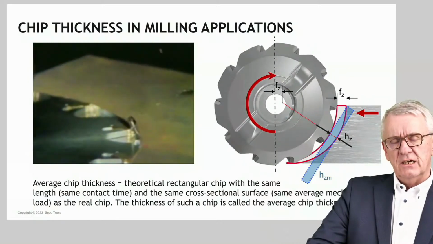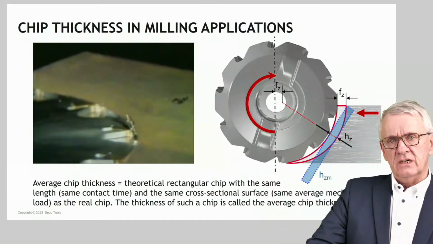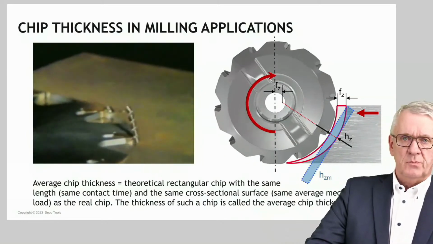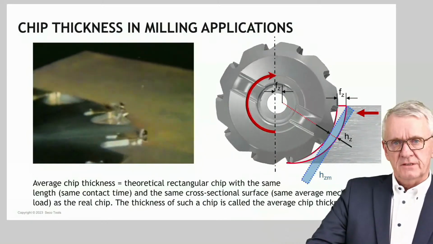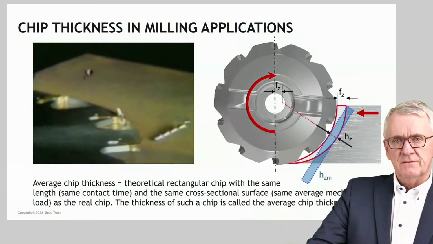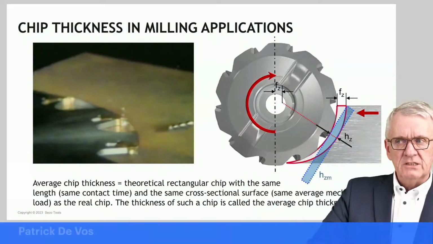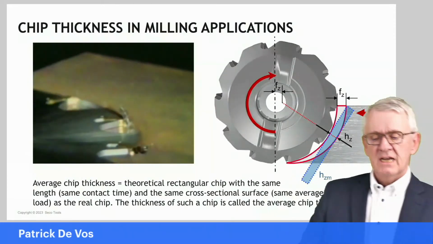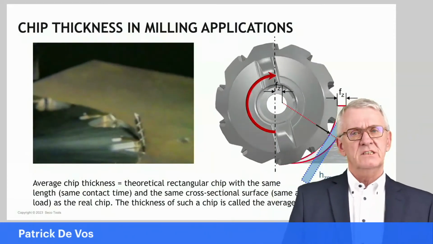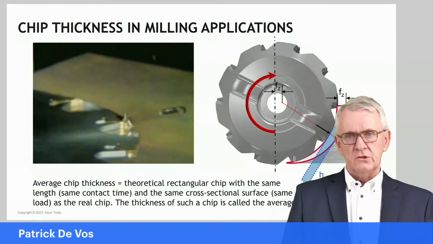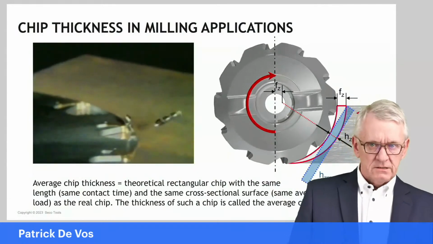The thickness I need to give to that theoretical chip so that thickness multiplied with length equals surface, that is what we refer to as the average chip thickness. It's a pure theoretical thing. It goes back to the late 70s, beginning 80s, an era where computers were not so well spread yet.